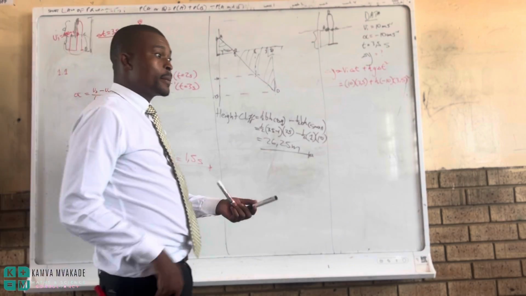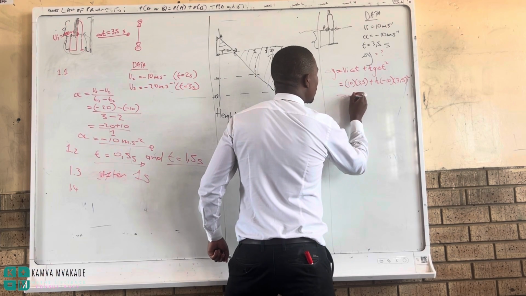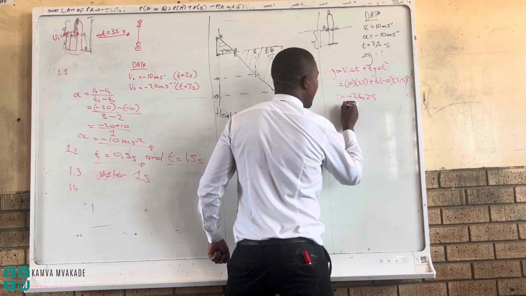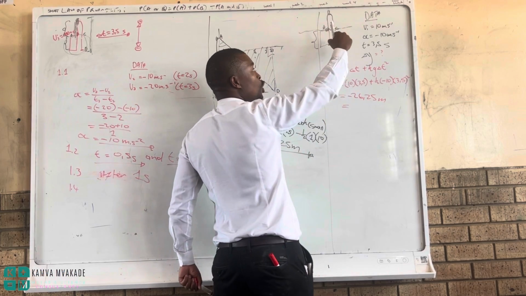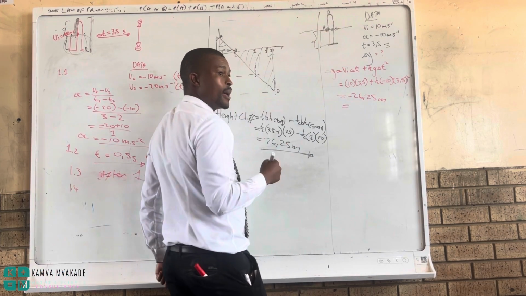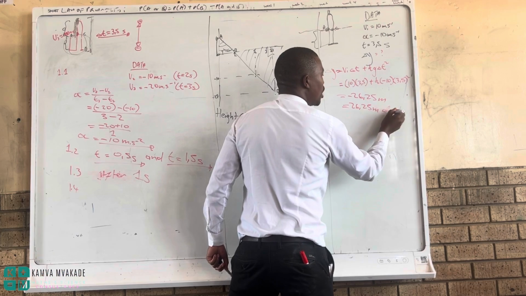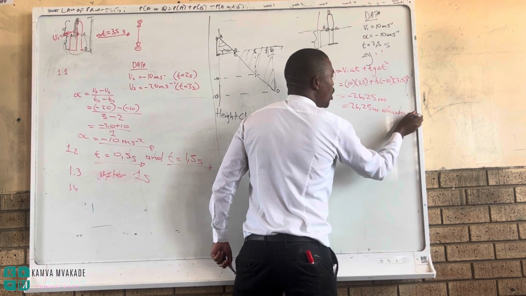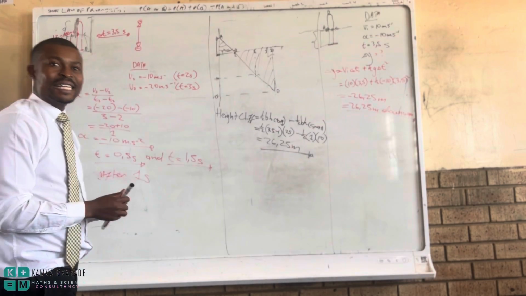And how much did you get? Negative 26.25 meters. What is this? This was the displacement of the ball, which is 26.25 meters downward. But now, what are we looking for? The height of the cliff.